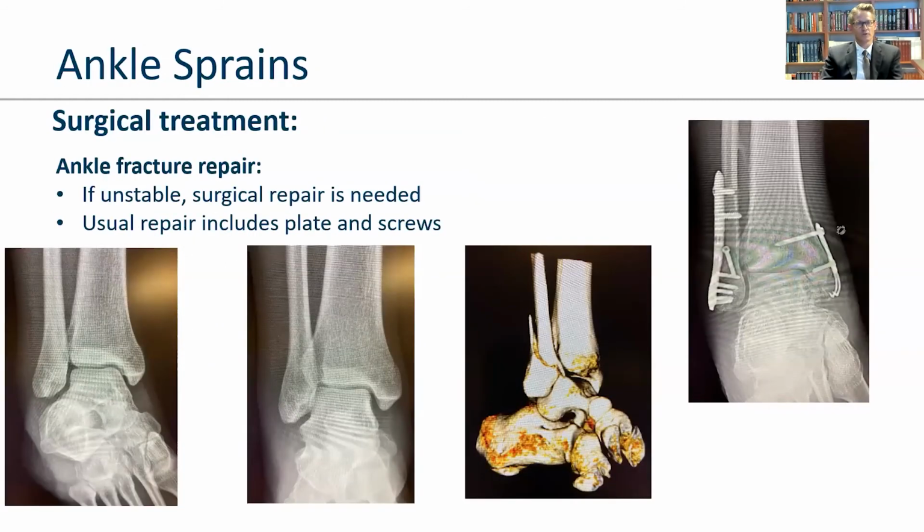So surgical treatment when it comes to fractures. So we've got ligament tears, we've got tendon tears, we've got injuries to the ankle as far as the joint is concerned, and then if it gets beyond that point, we're looking at fractures. So if the ankle is unstable, it needs to be surgically repaired. And usually that involves plate and screws.